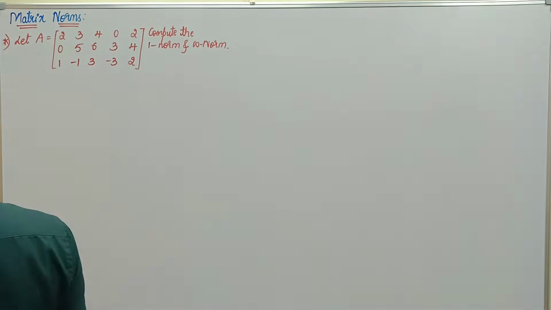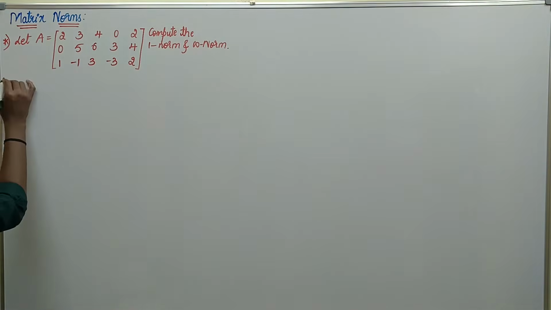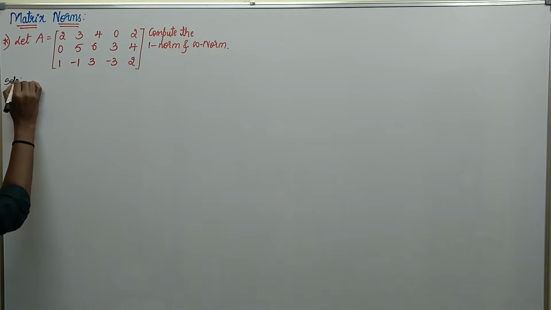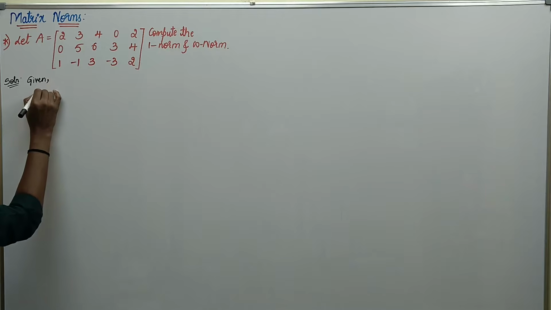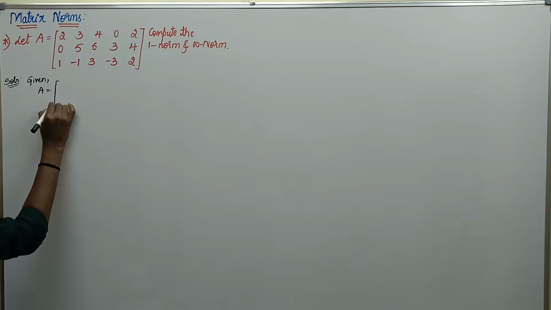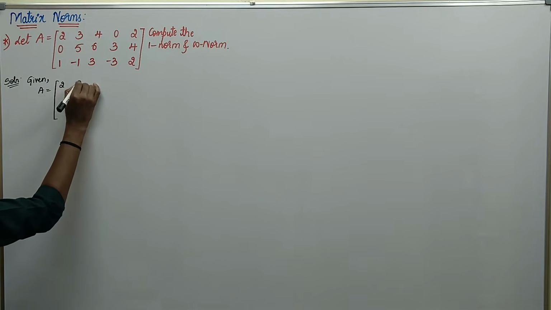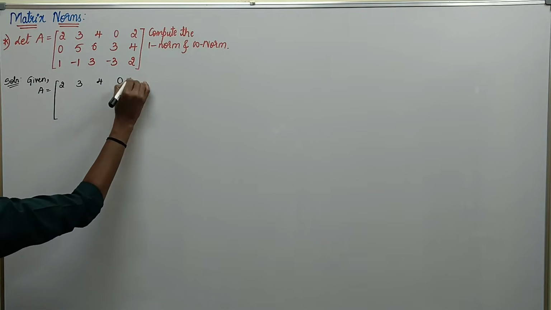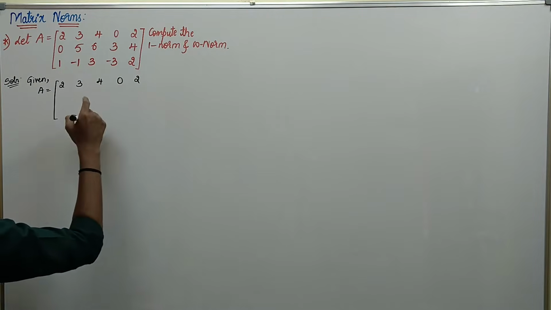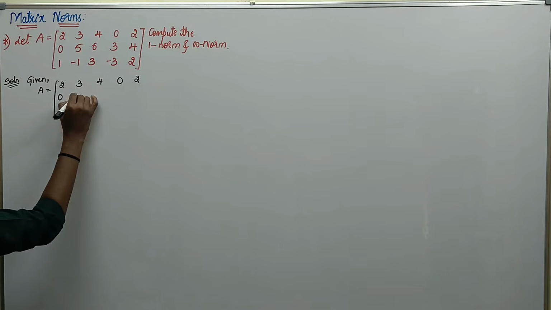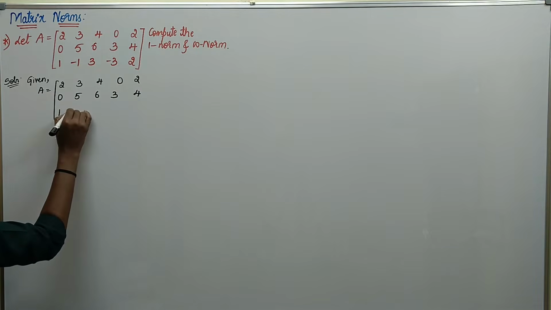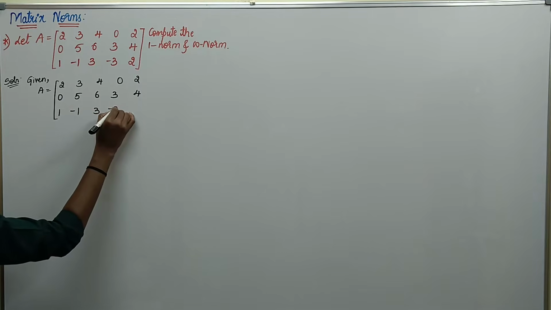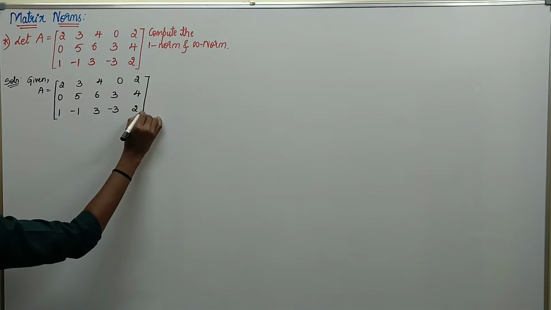First, let us consider the given matrix. Always remember, you need to represent the given matrix. Given that A is equal to 2, 3, 4, 0, 2. Please be careful while representing the elements: 0, 5, 6, 3, 4, 1, minus 1, 3, minus 3, 2.